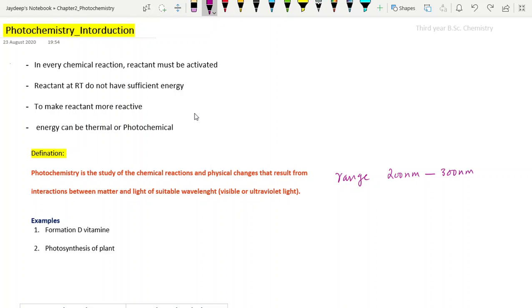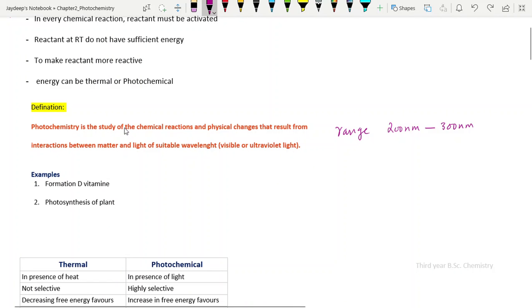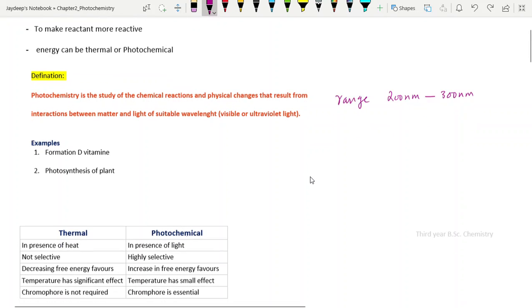So for that purpose, energy can be supplied in terms of thermal or photochemical, right? So here we are going to consider the photochemical reactions only. Now photochemical reactions. The photochemistry is the study of chemical reactions and the physical changes that result from the interaction between matter and light of suitable wavelength, specifically visible and ultraviolet rays. In photochemical reactions, the radiation range used is always 200 nanometer to 300 nanometer.